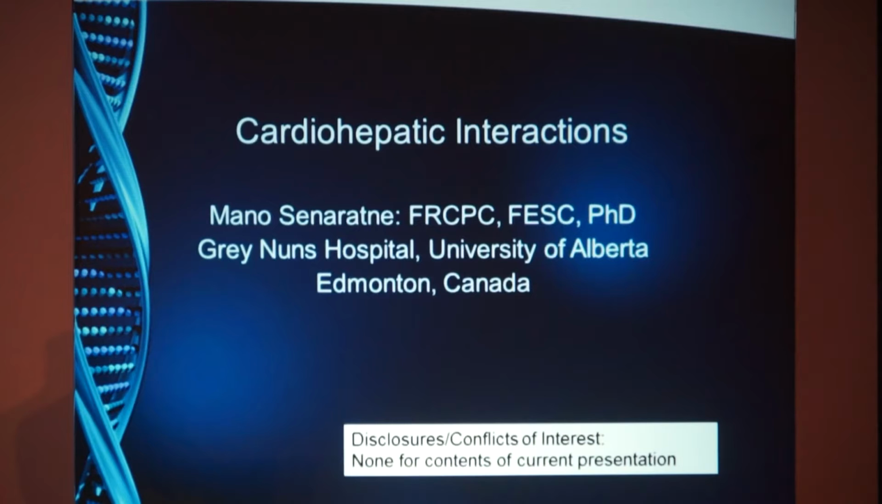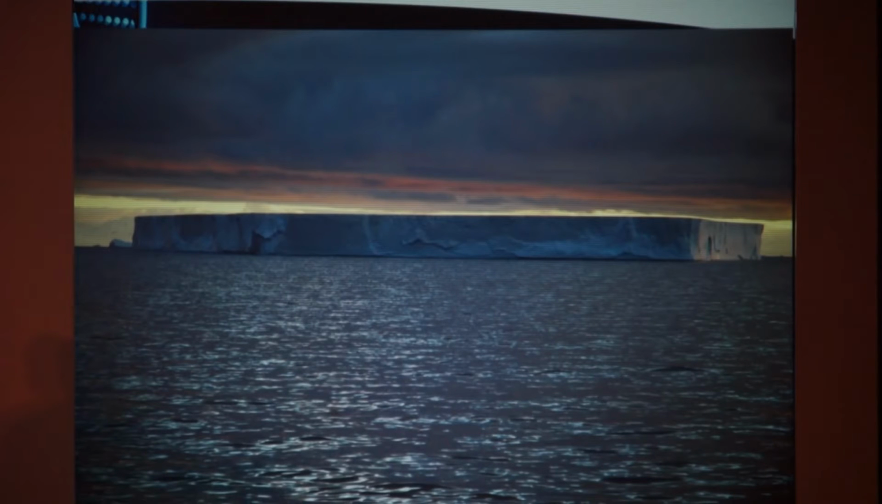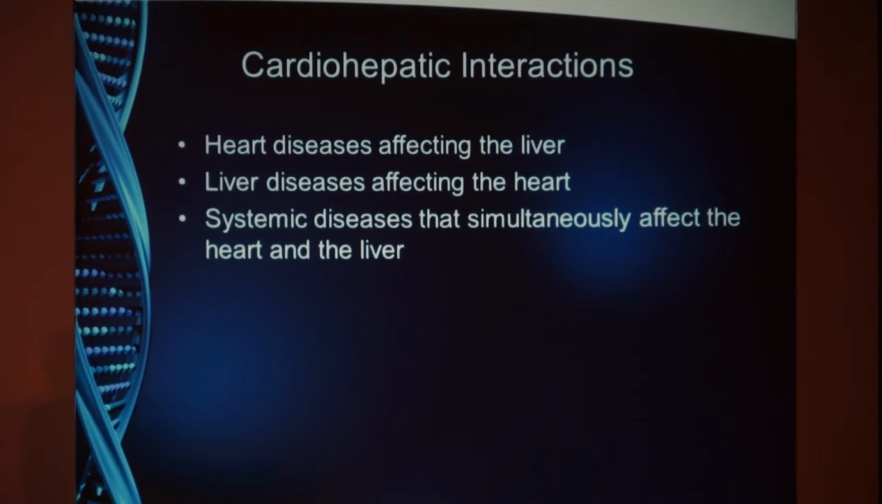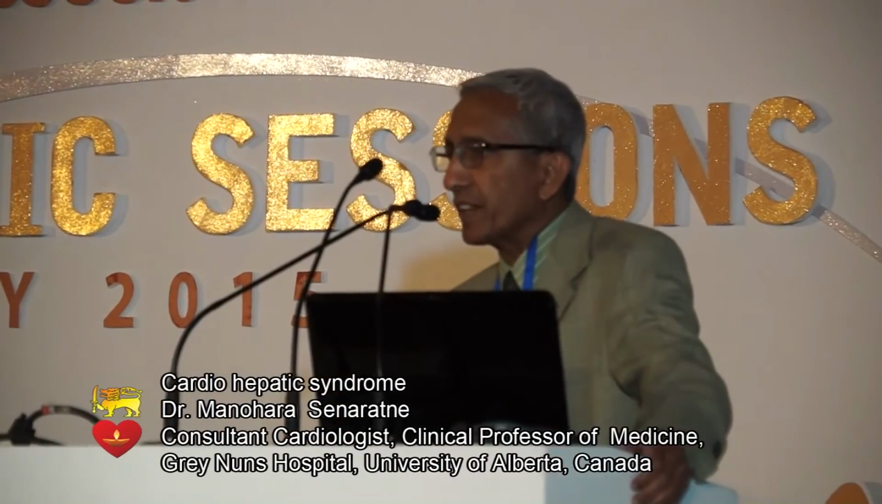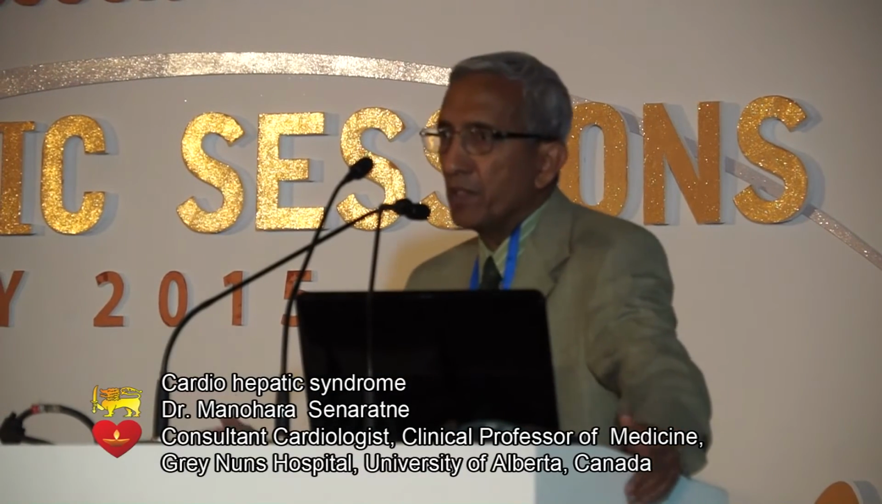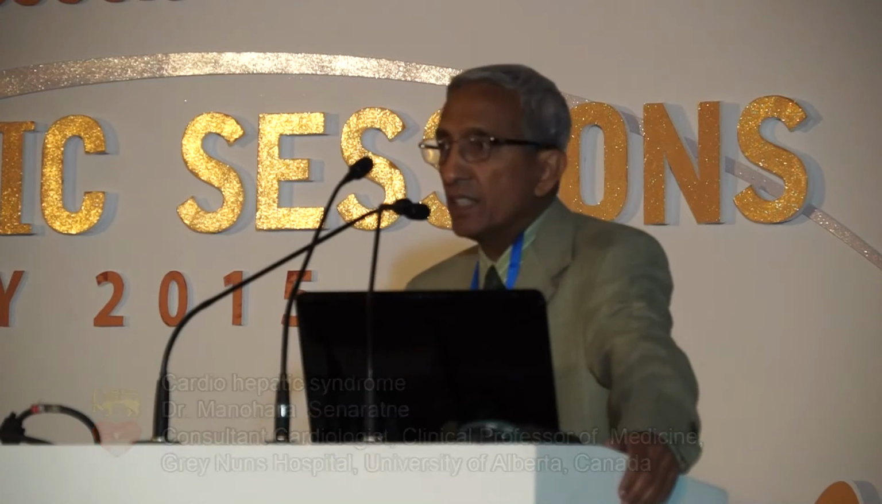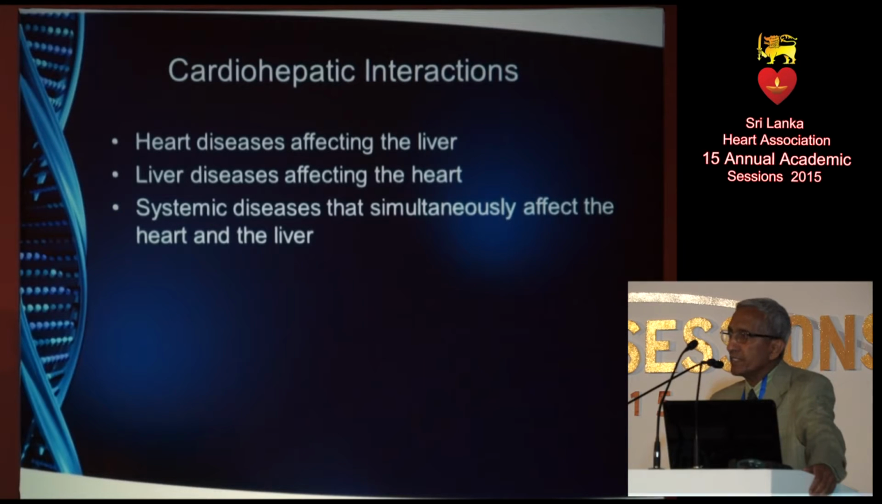This topic is very huge, just like this iceberg in the Antarctica, but I'll try to do justice within the short time allocated. When we look at cardiohepatic interactions, you are looking at three different things. Firstly, primary heart diseases that can affect the liver, that may be the ones that we are quite familiar with. Or, on the other hand, primary liver diseases that affect the heart secondarily. And then there are diseases that may affect either organ simultaneously, but not necessarily in a kind of equal manner.